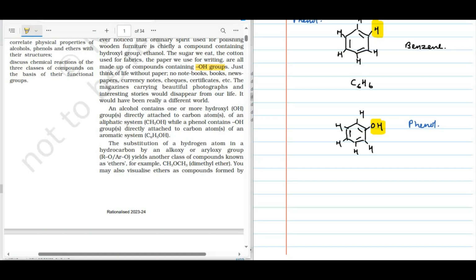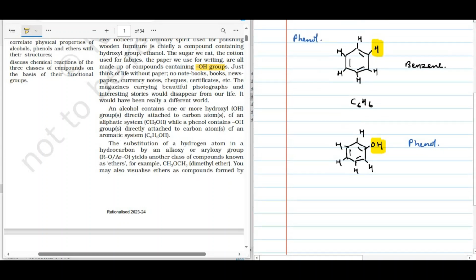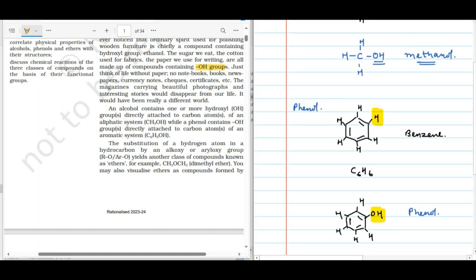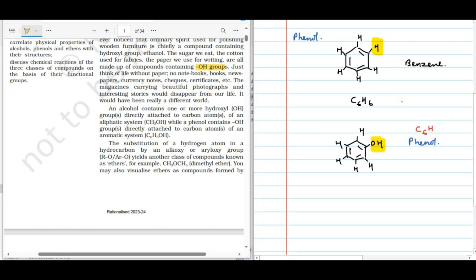An alcohol contains one or more hydroxyl groups directly attached to the carbon atom of an aliphatic system. For example, CH3OH, that we just have drawn the structure of here. So this is the formula of methanol, CH3OH. While phenol contains an OH group directly attached to the carbon atom of an aromatic system. So when you write the formula of phenol, here you will get C6H5OH.